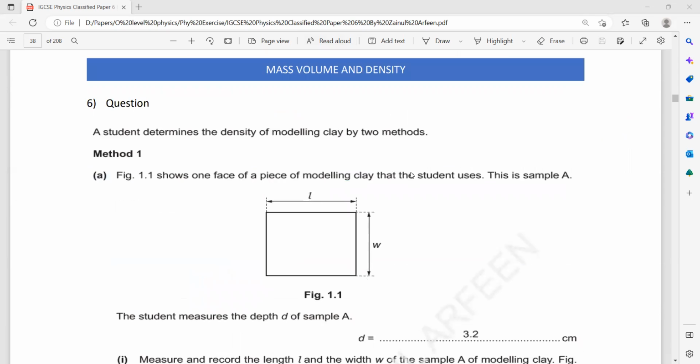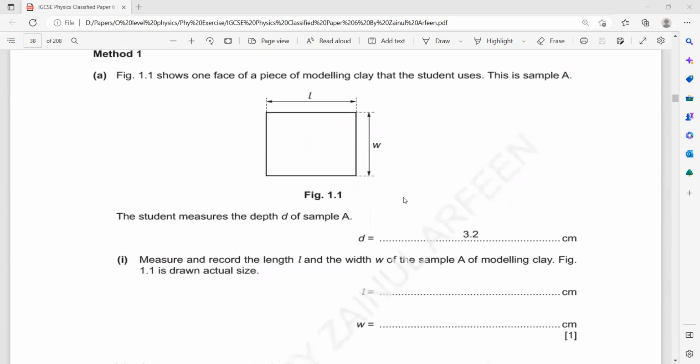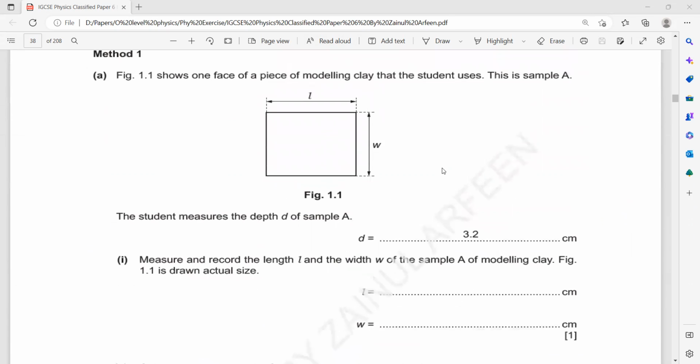Question 6. A student determines the density of a modeling clay by two methods. First method, shown is one face of a piece of modeling clay that the student uses, that is sample A. The student measures the depth, which is 3.2. Then measure and record the length and the width of the modeling clay. What is the length and the width of this modeling clay? Length is 2.8, and what about the width?